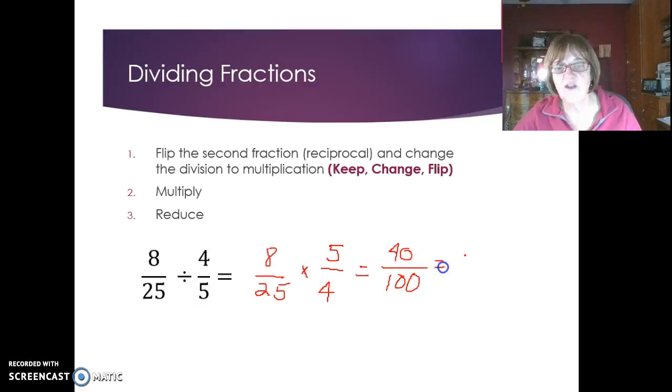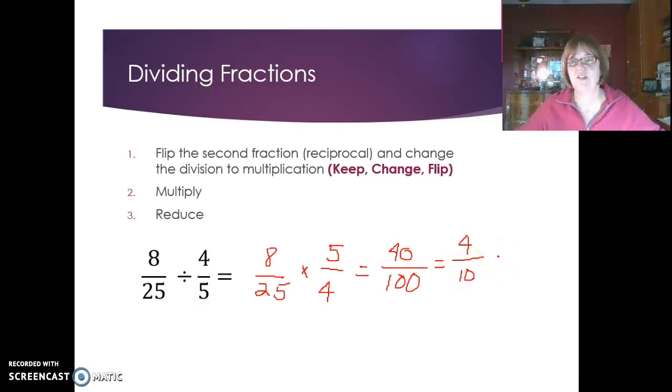Now let's figure out, what can we do to simplify 40 over 100? What number can divide into both of them? Well, they're both even. That's easy to tell. But if we divide by 2, we're going to be here a while because 40 is a pretty big number. So what about 10? If we divide them both by 10, that's easy, right? They both end in 0, so that means they're divisible by 10. So 40 divided by 10 is 4, and 100 divided by 10 is 10.